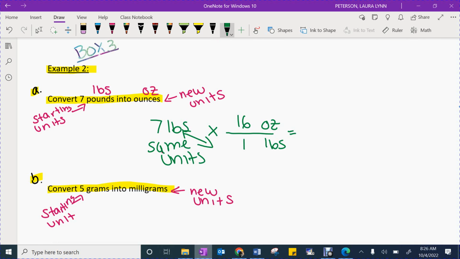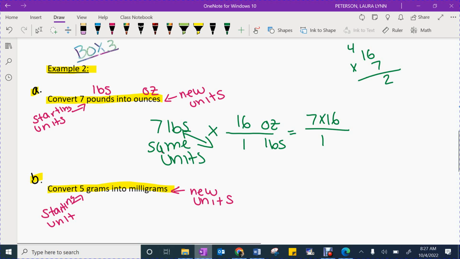My next step is to multiply. 7 times 16 over the bottom, which is 1. Well, I don't know 16 times 7, so I'm going to write that out. 7 times 6 is 42. I carry my 4. 7 times 1 is 7, plus 4 is 11. Oopsies, I said 12, but I meant 11. My bad. Sleepy morning. So we get 112 on the top of our fraction, and the 1 is still there. Don't forget your units in the end. We'll get to that in a moment.